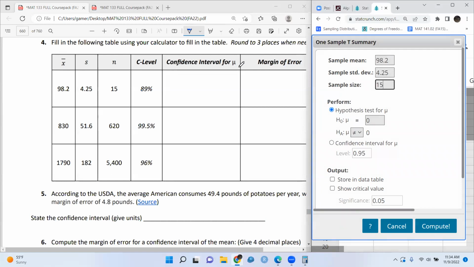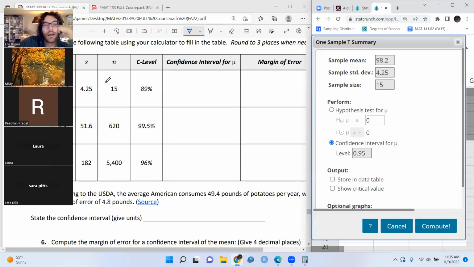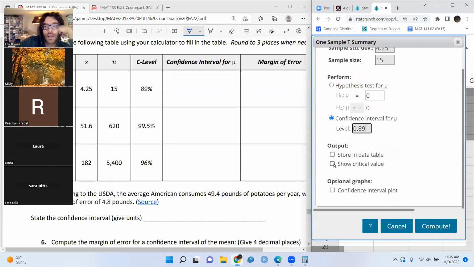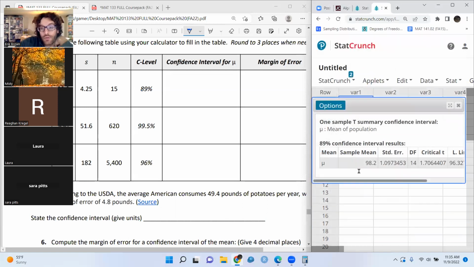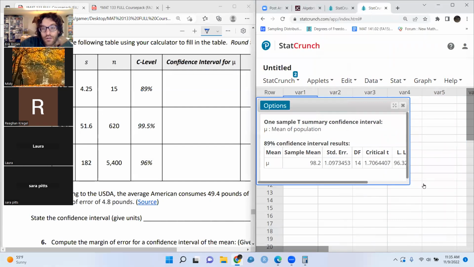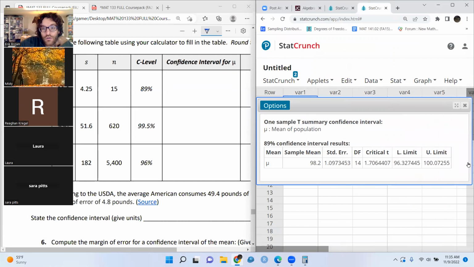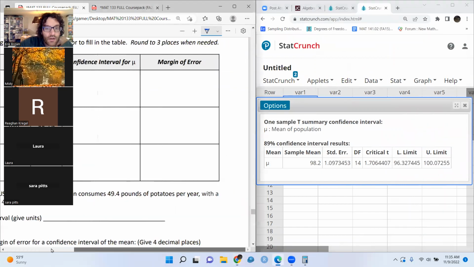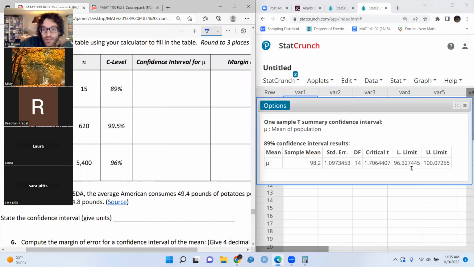And then we are doing confidence intervals. So you have to perform the confidence interval for the mean. We'll be doing hypothesis testing in chapter 10. And put in the C level. If we want, just like with the p-hats, we could show the critical value in our little table if we wanted to by clicking that button. I hope I didn't do that too fast. And here is our interval. Round to 3 decimal places where needed.